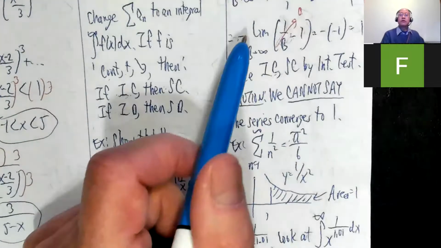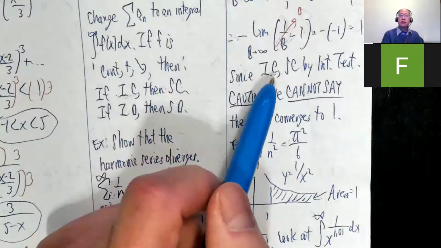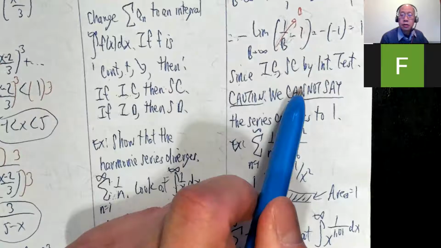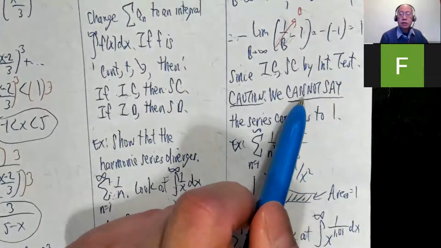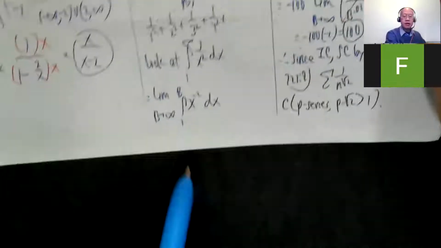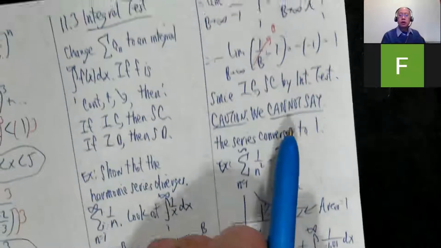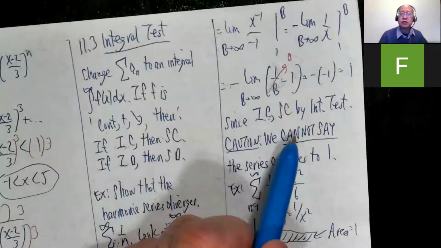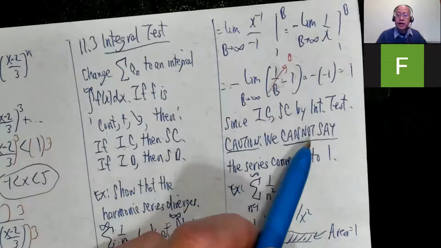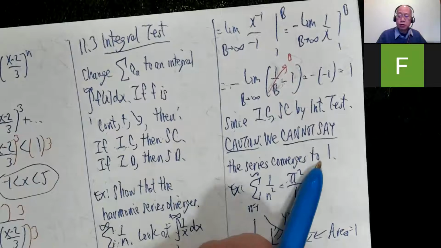So when you do the integral test and you say the series converges, that's all you can say. The integral in this particular case converged to 1, but all we can say is that the series converges, period. We cannot say the series converges to 1. In fact, most of the time it will not converge to the same number.